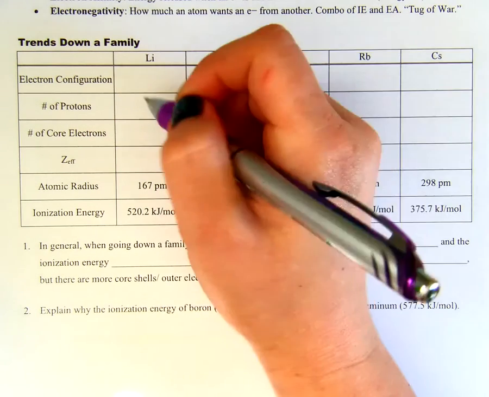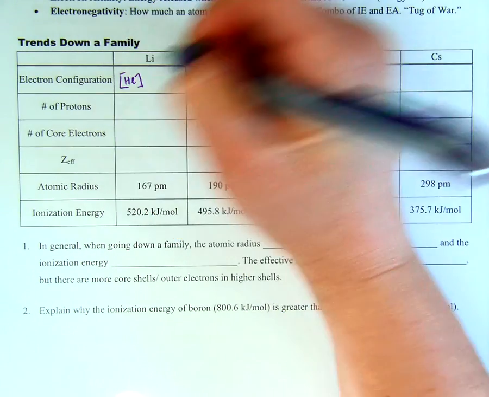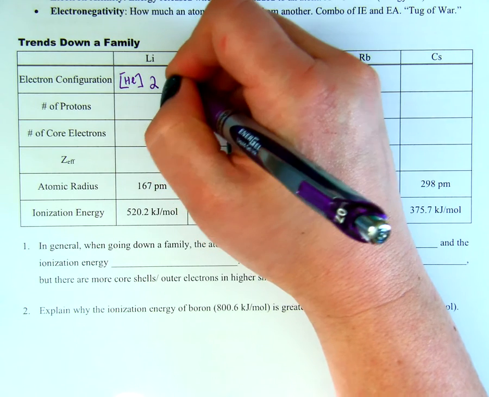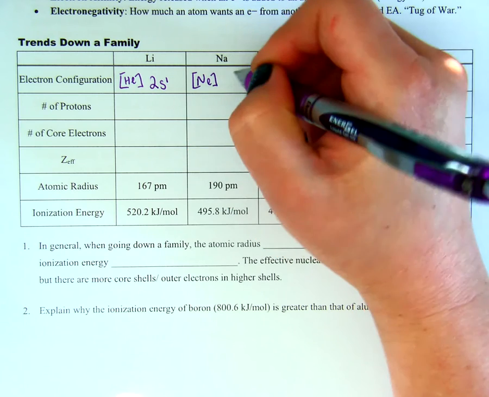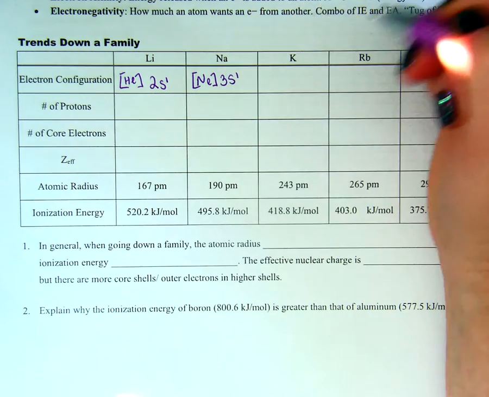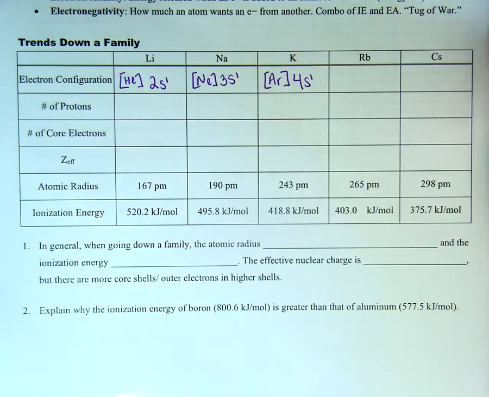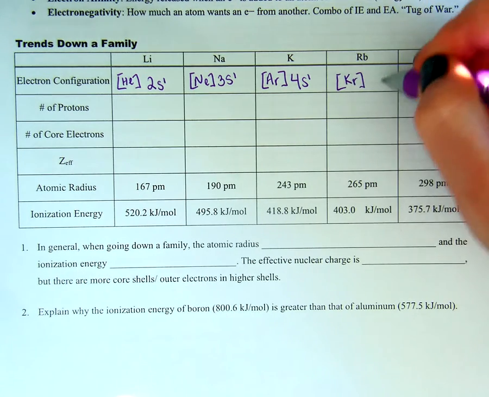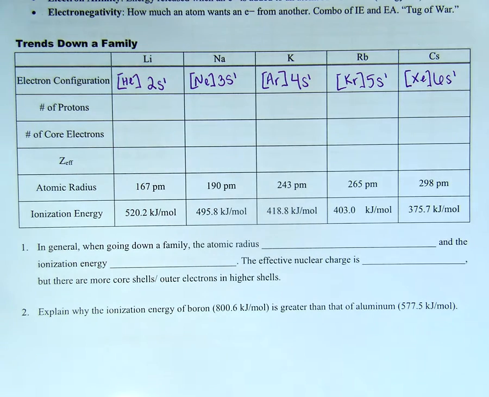Okay, I'm going to write all the short form configurations. So for lithium, that is helium, and it's okay if you didn't write the short forms. You could have written the long form as well. So that's helium plus 2s1. Sodium is neon and 3s1. Potassium is argon, 4s1. And we're starting to see a trend emerge here, right? Rubidium is krypton, 5s1. And cesium, finally, is xenon, 6s1. Okay, so there's all our electron configurations.